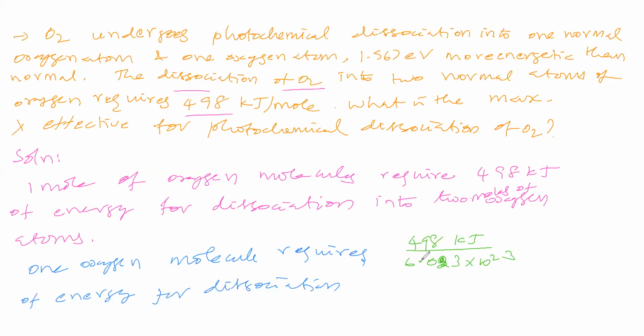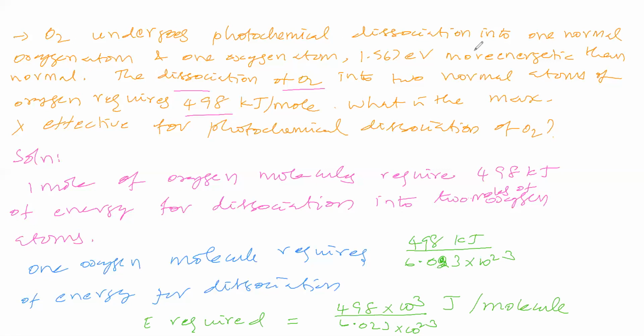So this is the energy required for dissociation of one molecule. Energy required for one molecule is 498 into 10 to the power of 3 by Avogadro number joule per molecule. We have converted kilojoule into joule. So this much energy is required for one molecule. Now we will see the first statement.